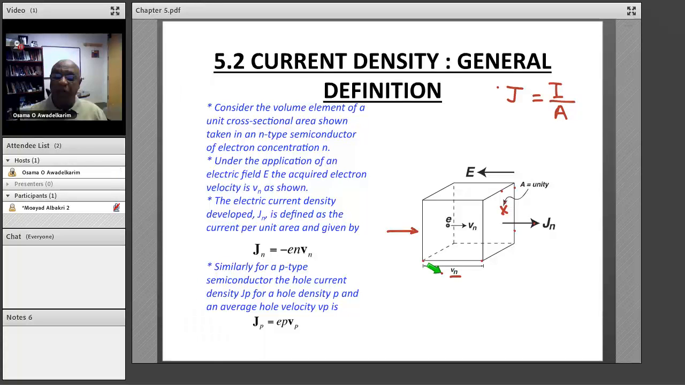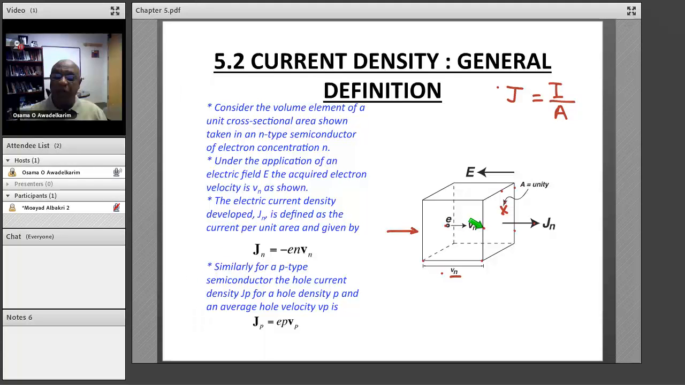So the length or the depth of this box is V sub n. If an electron comes here at the beginning of time, it will take this electron 1 second to come out on the other side. So every electron that comes here at the beginning leaves out here in 1 second.